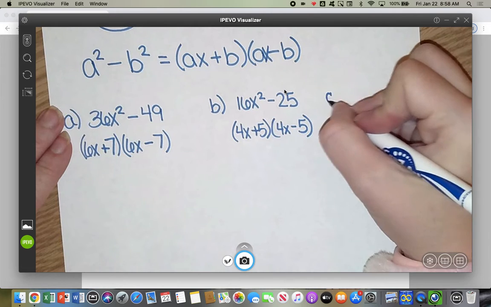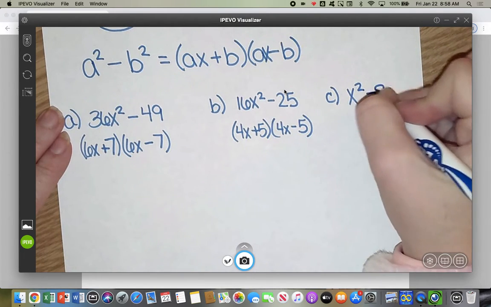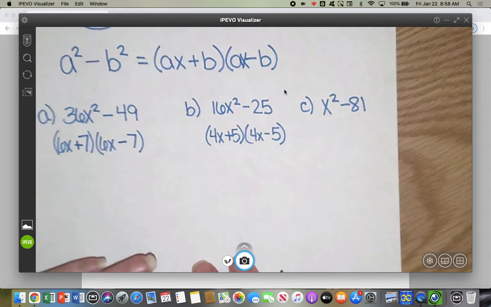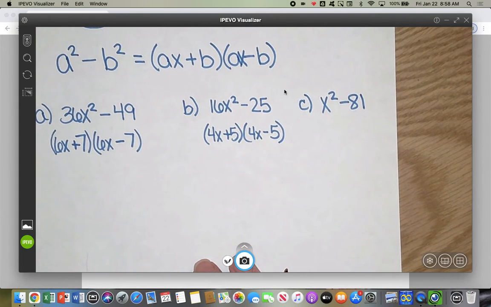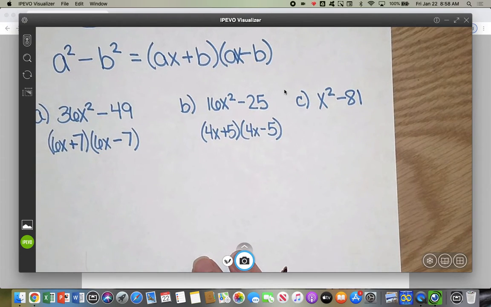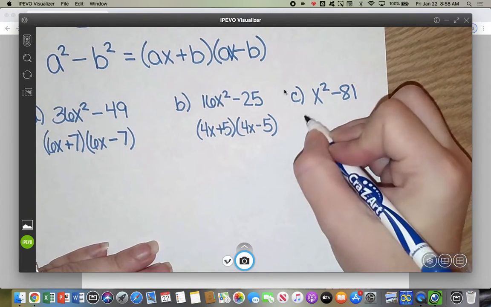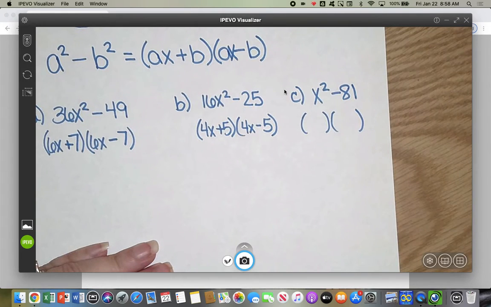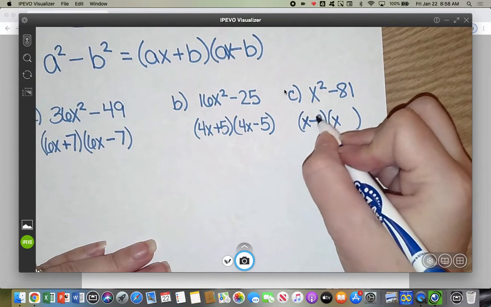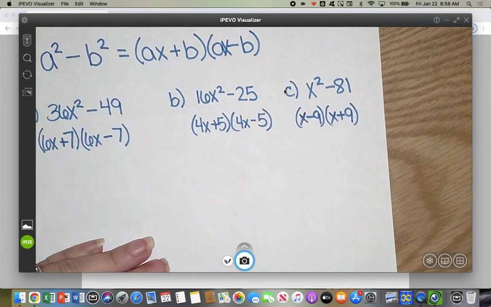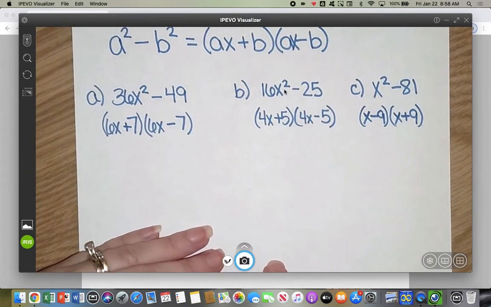Now, what about this one? x squared minus 81. Is it okay that that first term doesn't have a coefficient? It's a 1, right? And that's a perfect square. We just never write the 1. So how do we get x squared? x and x. How do we get negative 81? And one's a negative, one's a positive. So far, so good?